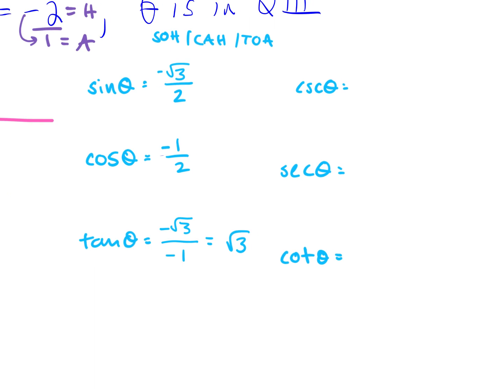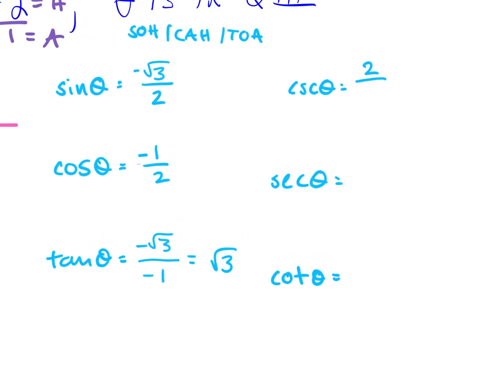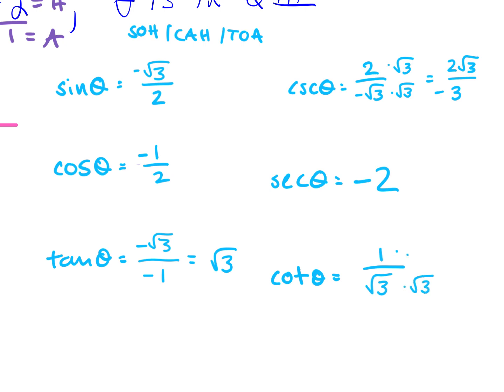Now let's find our reciprocal functions. So cosecant, we're going to flip it. We get 2 over negative square root 3. We have to rationalize, so multiply the top and the bottom by square root 3. So we get 2 square root 3 over negative 3. Secant was already given to us in the beginning. We flip cosine, so it would be negative 2. And then cotangent is the reciprocal of tangent, so it would be 1 over square root 3. We have to rationalize, so we multiply the top and the bottom by square root 3. So square root 3 over 3.